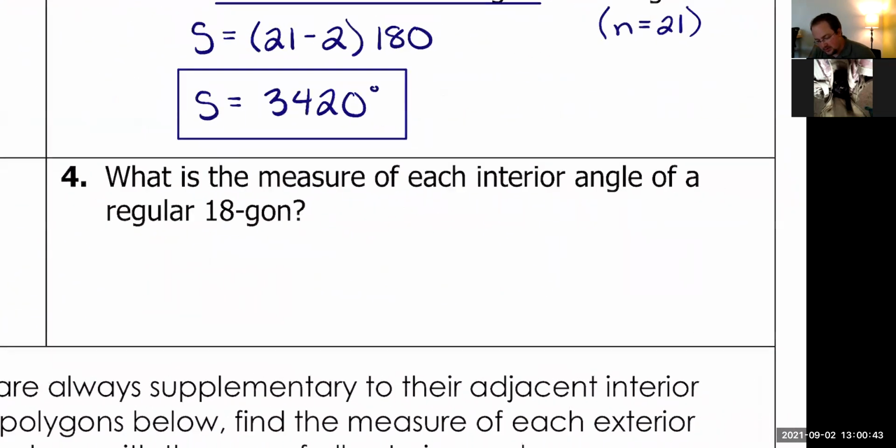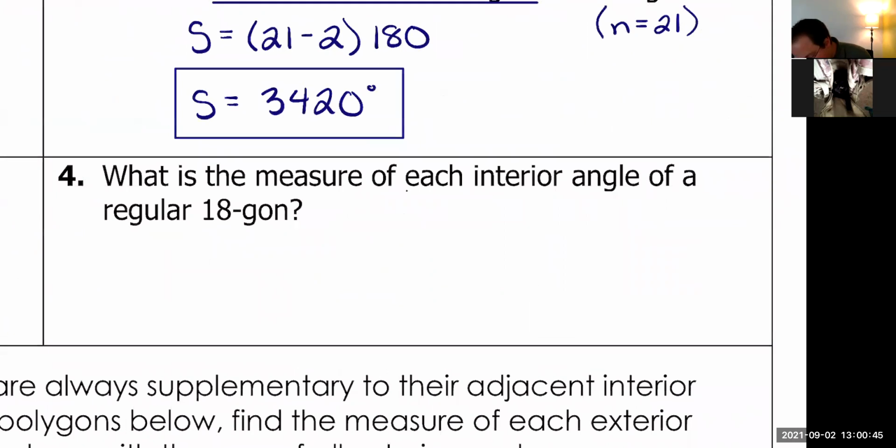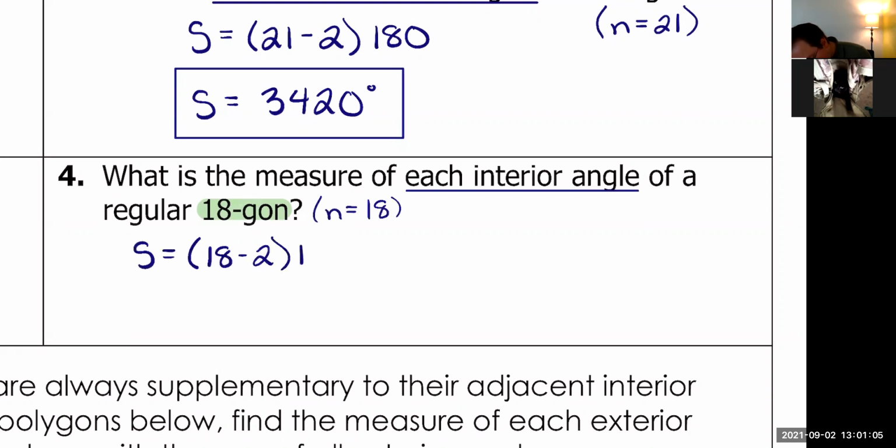Number 4, similar situation here, asking again for the measure of each interior angle of a regular 18-gon. So that one doesn't have a fancy name, but it does tell me that the number of sides is 18. So I need to find that total first. Plugging into my formula, I do 18 minus 2. And then that result will then be multiplied with 180. Which gives me a total of 2,880 degrees.